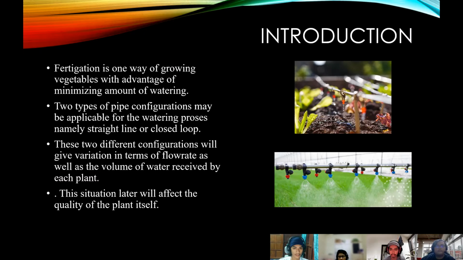So next is the introduction. So first, fertigation is one way of growing with the advantage of minimizing the amount of watering. Second, two types of pipe configurations may be applicable for the watering process, namely straight line or closed loop. And third, these two different configurations will give variation in terms of flow rate as well as the volume of water received by each plant. And the last is that this later will affect the quality of the plant itself. Next.